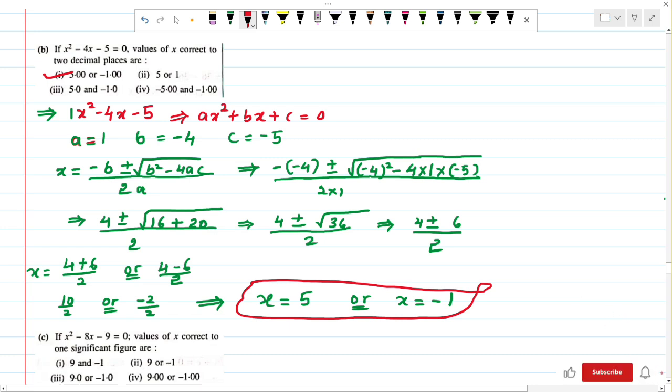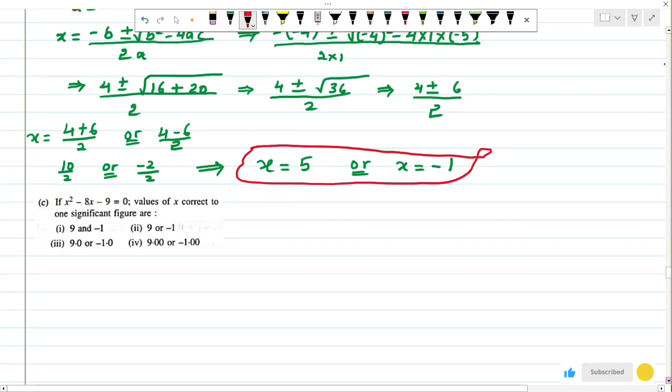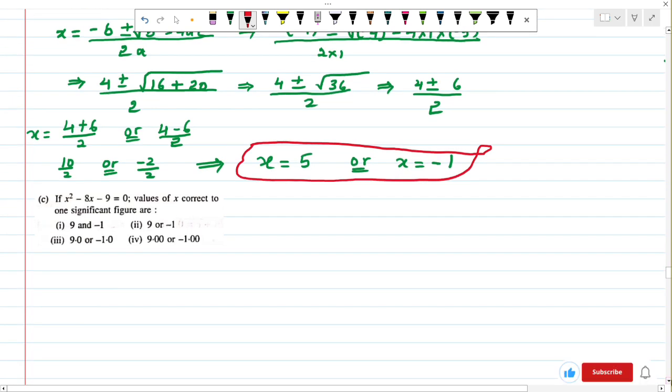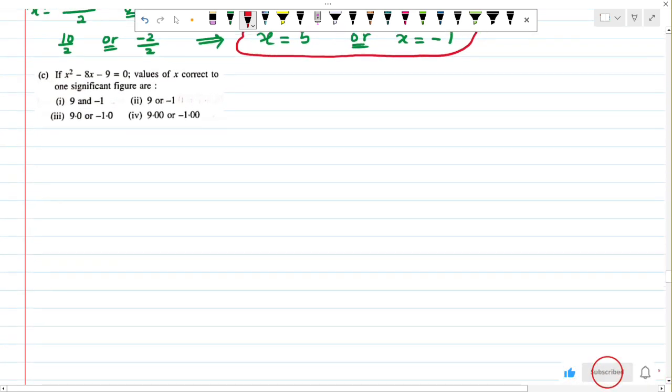So next we will move to the third question, that is C1. If x square minus 8x minus 9 equals 0, the values of x corrected to one significant figure are. Again, they have given a quadratic equation and we have to find the values of x, and there are 4 options given here. We will solve it first and then choose the correct option.